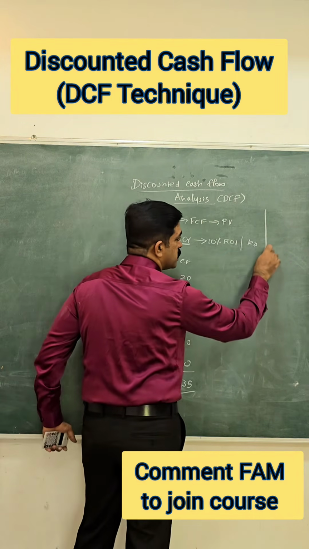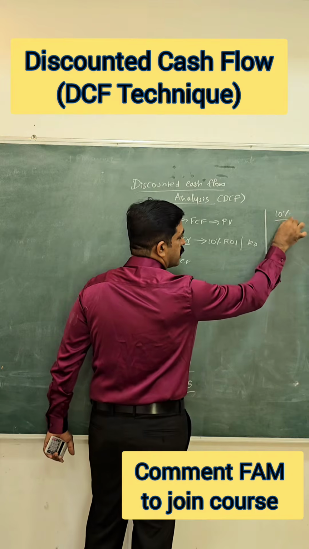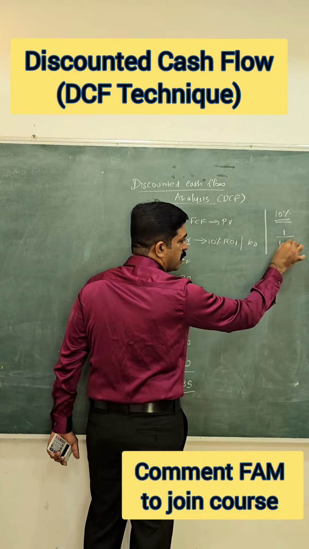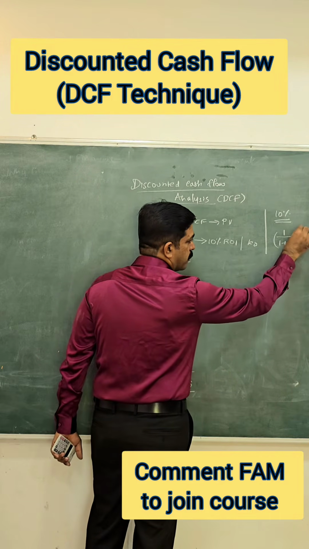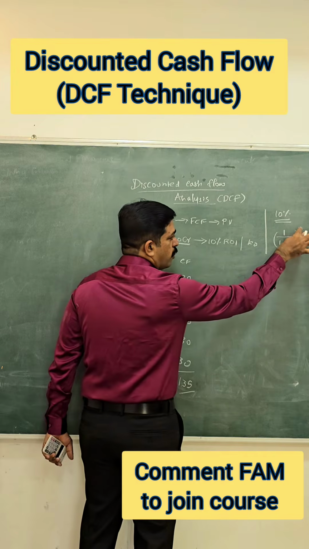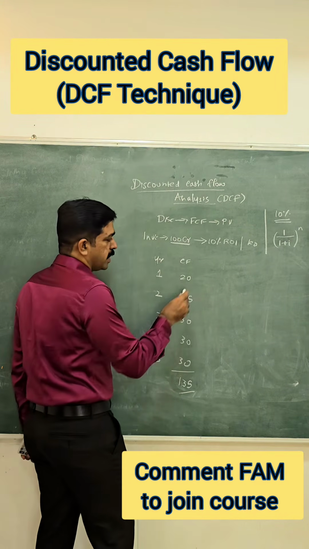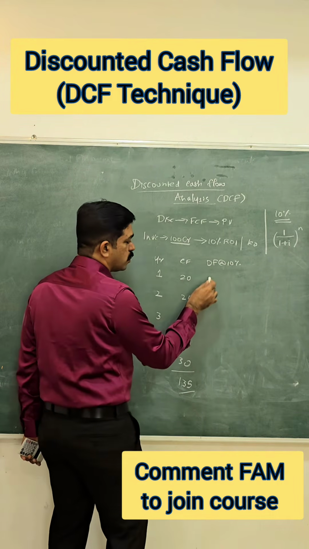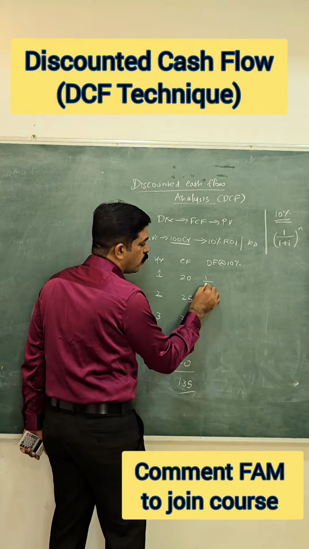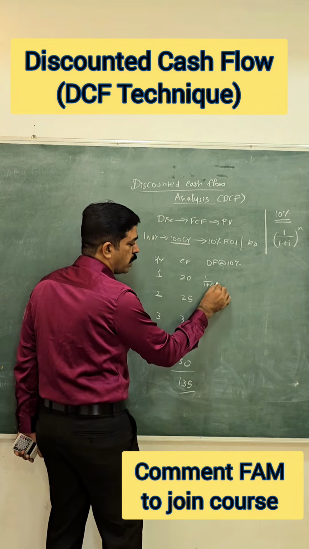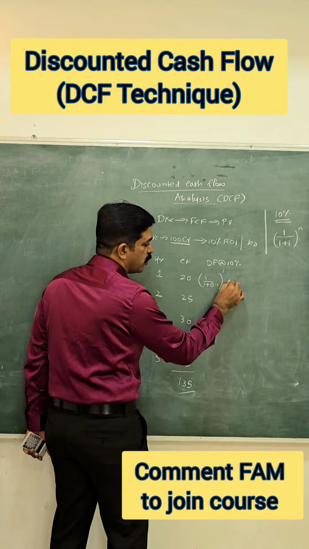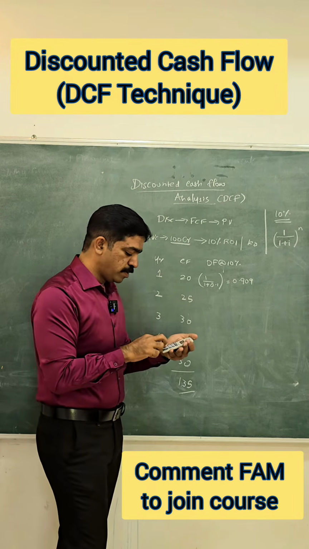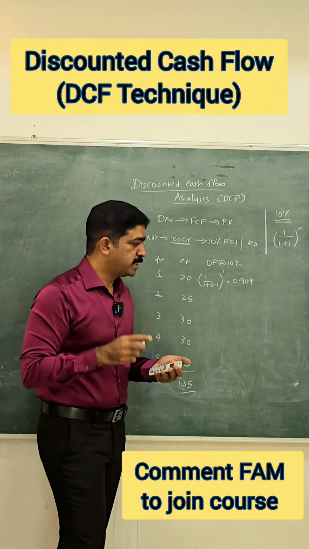So this 10% is my cost of capital, right? And if I want to discount it, I have to use the formula 1 divided by 1 plus i raised to the power n. So I can use a formula for year 1, 2, 3, 4, 5 like that. It means I will calculate discounting factor at 10%. For year 1, it is going to be 1 divided by 1 plus 10%, which is 0.1, raised to the power 1, which will give me 0.909. Let me also check in my calculator. It is 1 divided by 1.1 and it is 0.909.